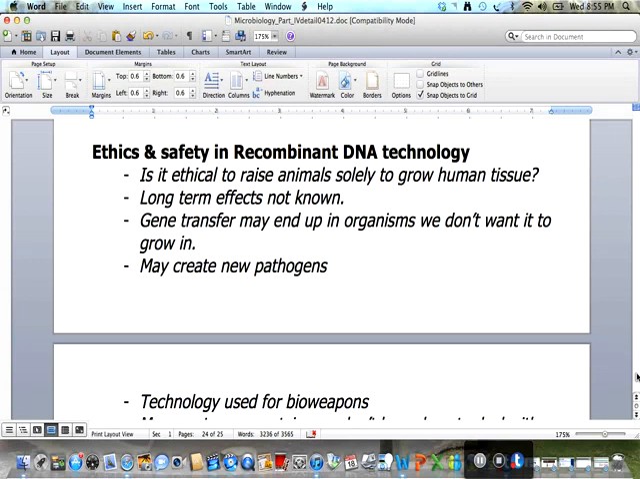The use of technology has raised several questions regarding ethics and safety. Is it ethical to raise animals solely to grow human tissue? The long-term effects of much genetic engineering are not yet known. Gene transfer may end up in organisms we don't want it to grow in, such as weeds. We may create new pathogens. The technology may be used for bioweapons. We may create proteins we don't know how to deal with.